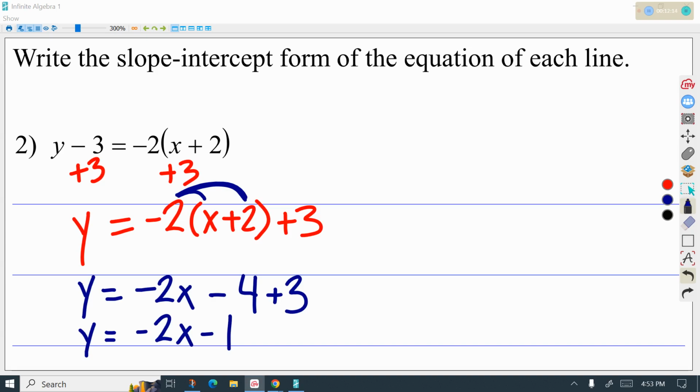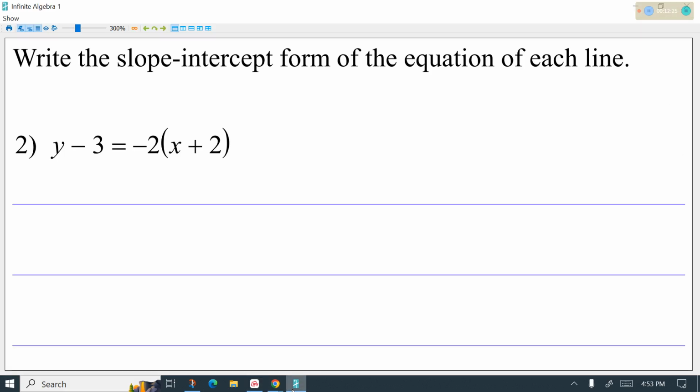Okay, so we're just converting between forms. Again, we're writing it like y equals mx plus b because it told us to, and we started off in point-slope form. It's kind of essential that you're able to go back and forth between forms so you're not too confused about it. So we'll do number 3.